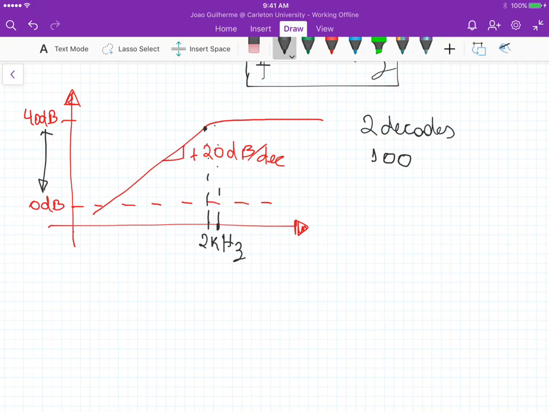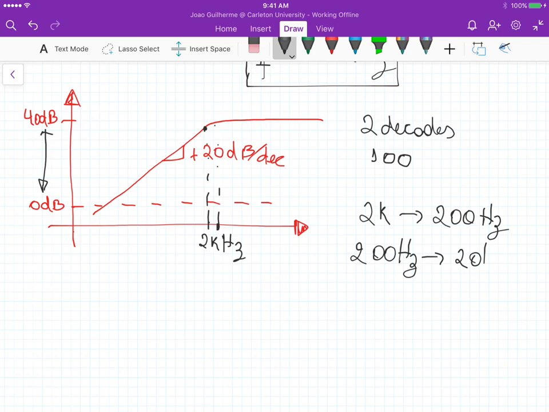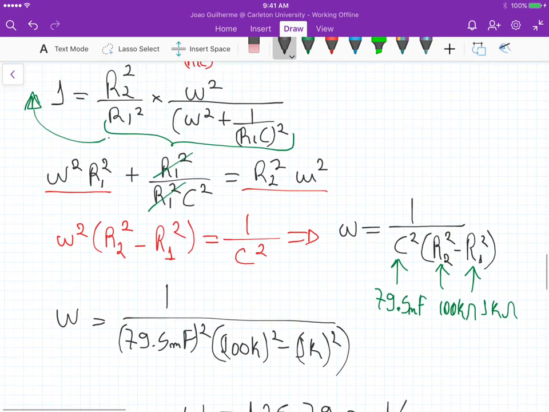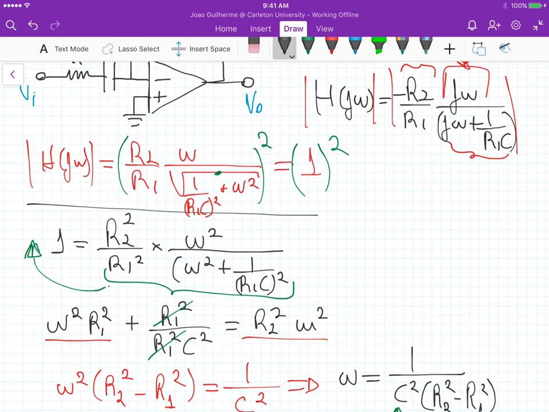So if we decrease by 2 decades, and 2 decades means in 1 decade we go from 2K to 200, and in a second decade we go from 200 to 20 hertz. And if we decrease by 2 decades, we decrease by 40 dB, because we're going in this direction, it's 20 dB per decade. So from 40 to 0, 2 decades, and then we get this frequency here, which indeed is very close to this analytical analysis here from the magnitude of the voltage transfer function.